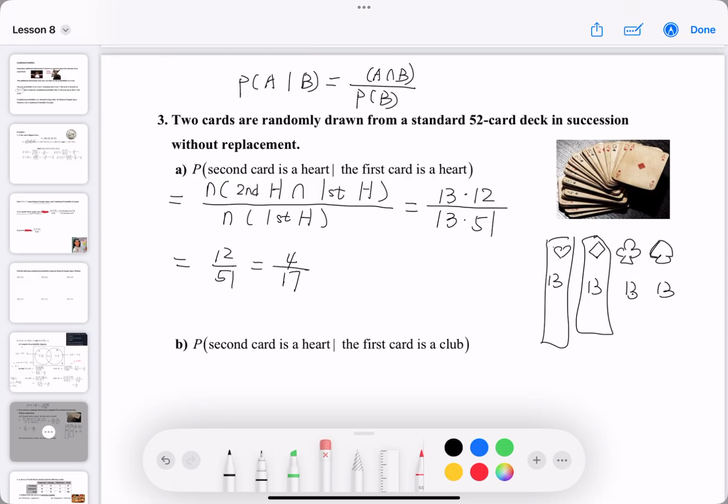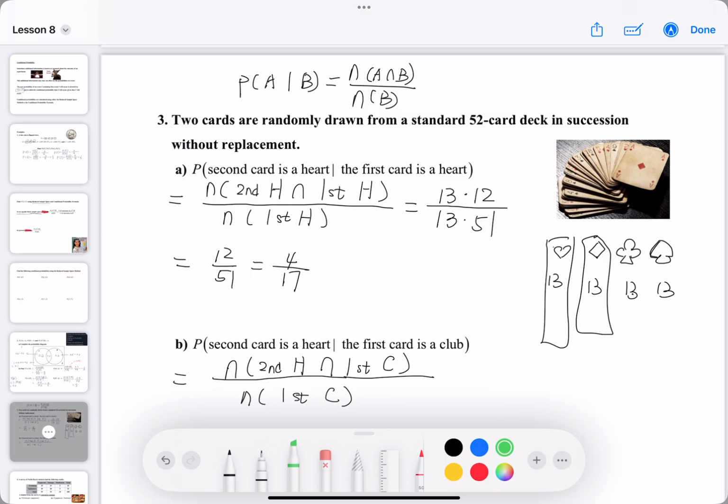So here I said reduce the sample space, but I put the probability. Let's put the n here, n here. Don't confuse ourselves. Okay, let's see next example. P of second card is a heart given the first card is a club. If we are using reduce the sample space, n of second card is a heart and the first card is a club, divided by n of first card is a club.